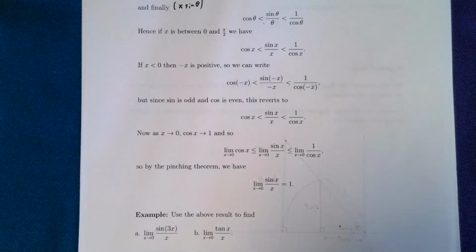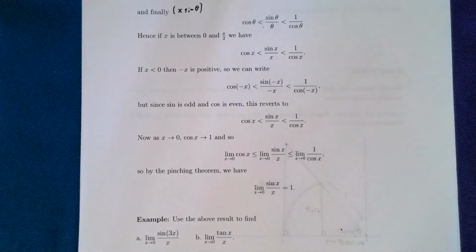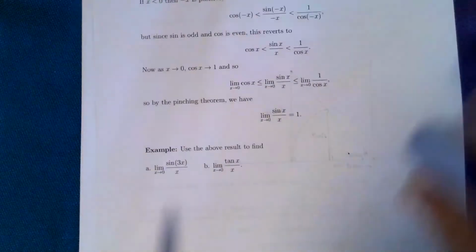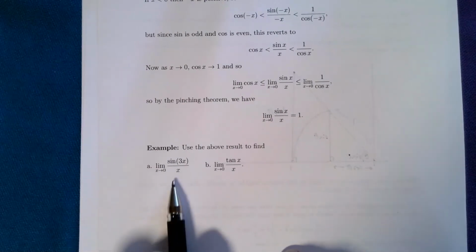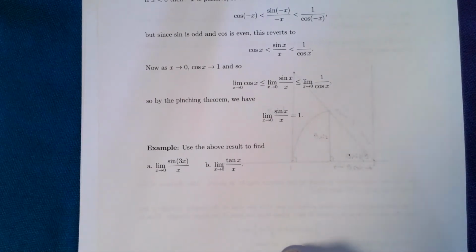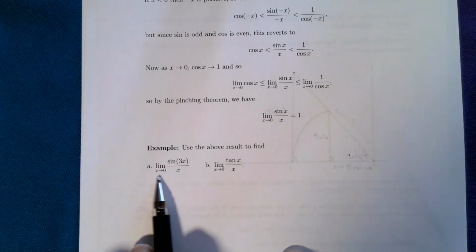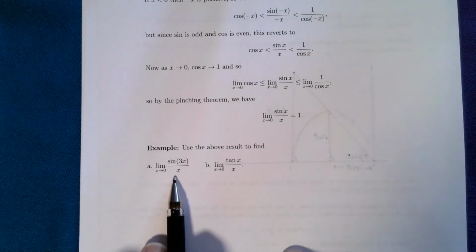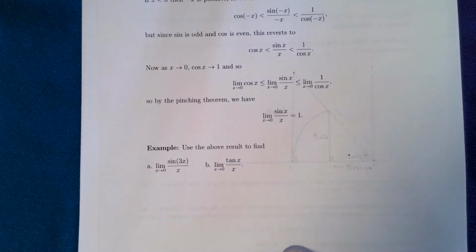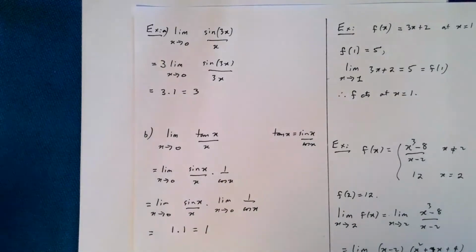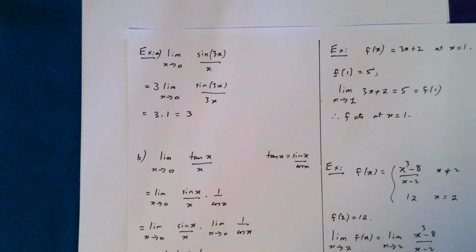And we'll have a look at a couple of quick examples of this. This again is sort of high school. You ask these sorts of limits in high school, but just to quickly remind you how it works here. So we're going to use this result to look at the limit as x goes to naught of sine 3x on x and tan x on x. So here's the worked solution for this.